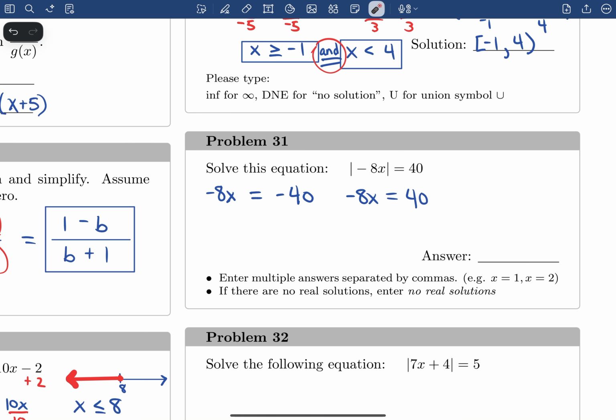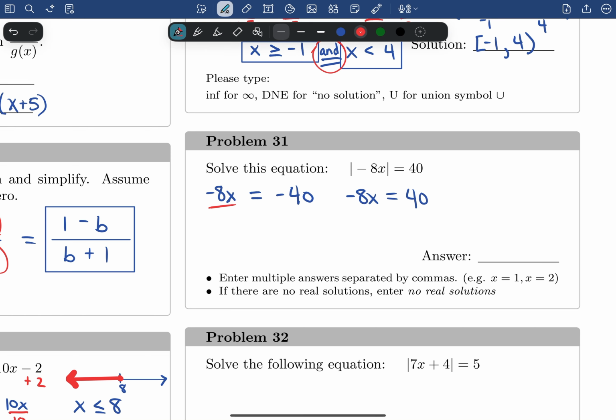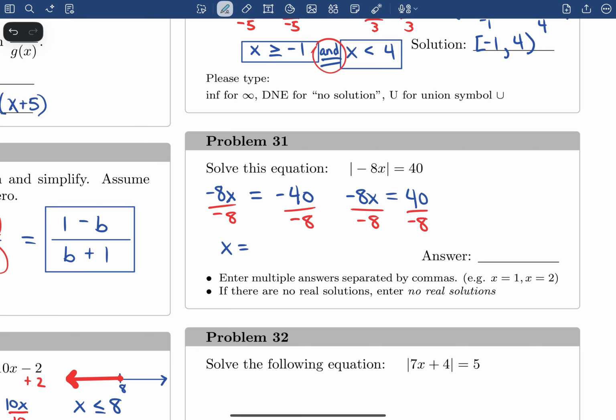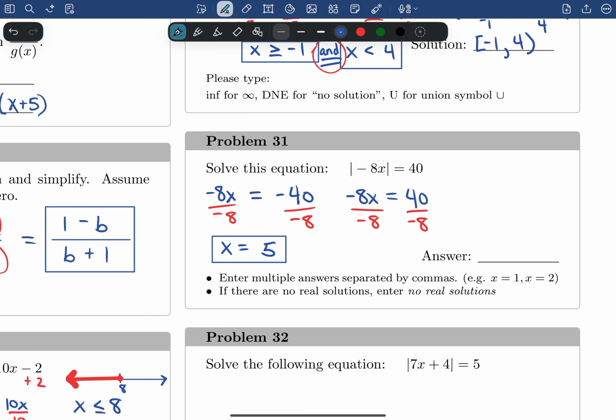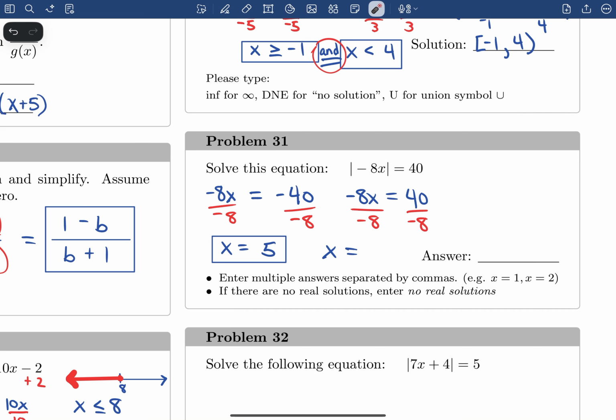Now we solve each of these two separate equations. I'm going to divide by -8 from left to right, and I'll do it simultaneously in the second equation. In my first equation, I find that x is equal to -40 divided by -8, which is 5. And in my second equation, x is equal to 40 divided by -8, which is -5.